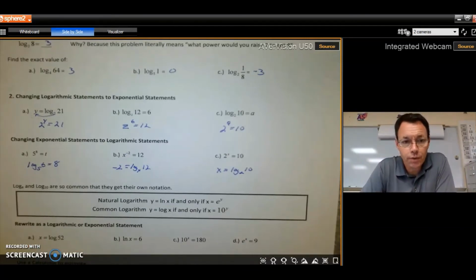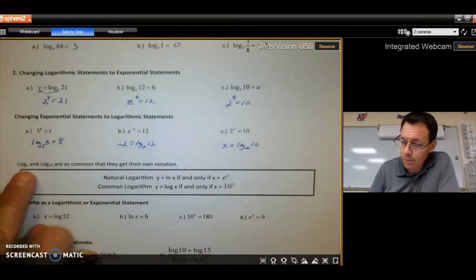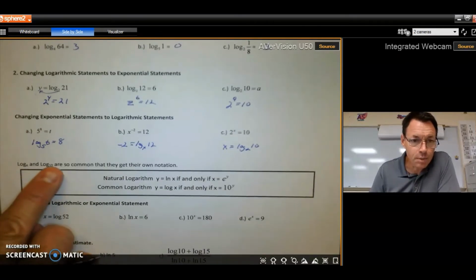Now there's 2 logarithms that are so common that they kind of get their own notation. And you're going to see these buttons on your calculator. Log base e and log base 10.